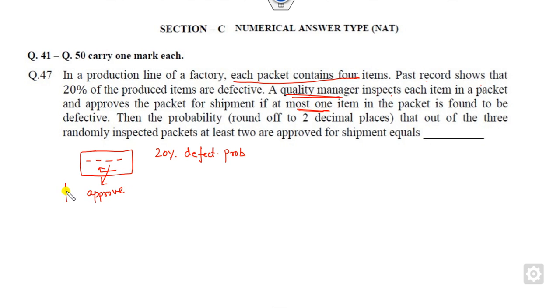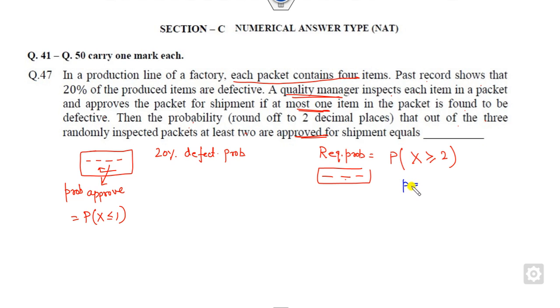item is found to be defective. So what is the probability of approval? At most 1 is the meaning of that. Then what is your required target? What is the probability that out of 3 randomly selected packets, at least 2 are approved for shipment? It means you have to find the probability that X is greater than or equal to 2. So what is X? X is the number of approved packets.